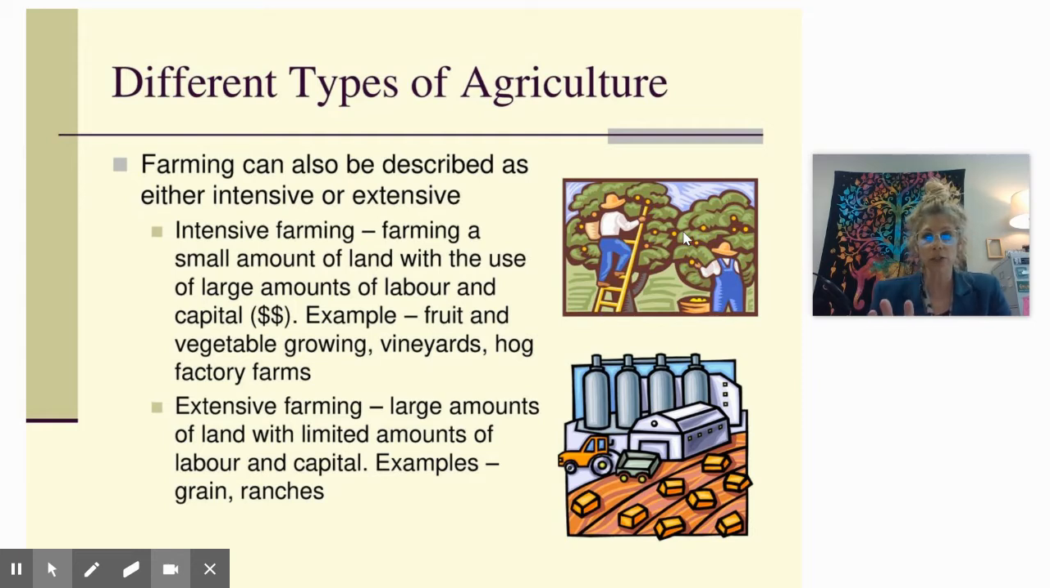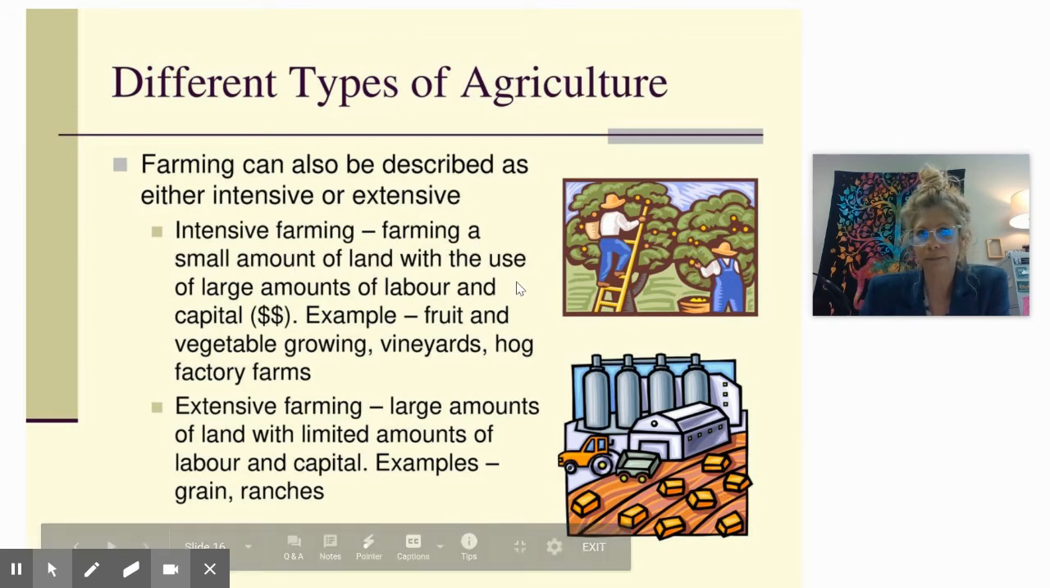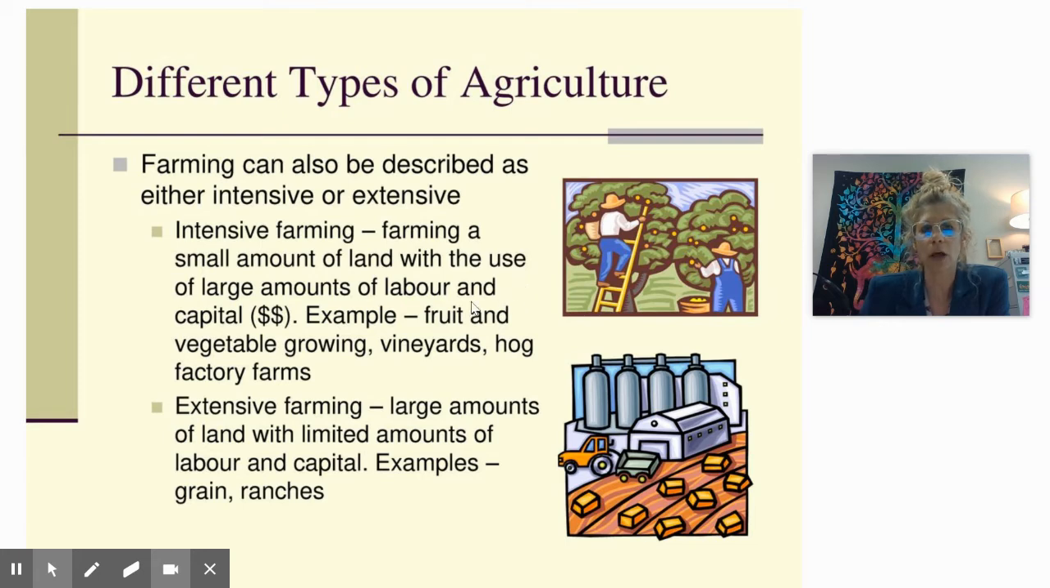So what I want you to do first is I want you on your sheet here to give a definition for intensive farming and then extensive farming. Okay, so intensive farming is right here. It's farming a small amount of land with the use of large amounts of labor and money or capital, right? So again, that is intensive farming.